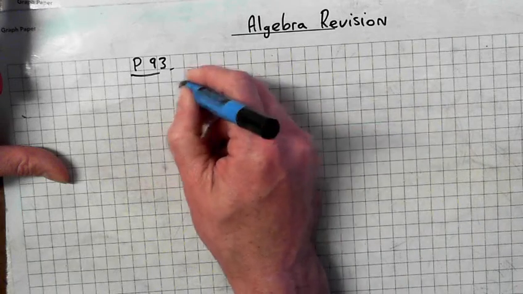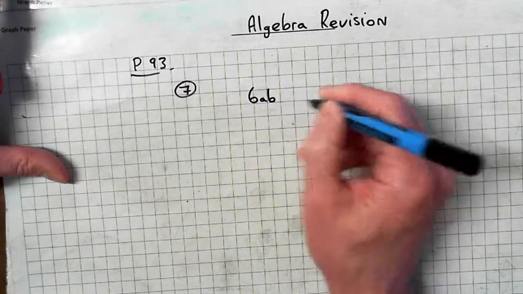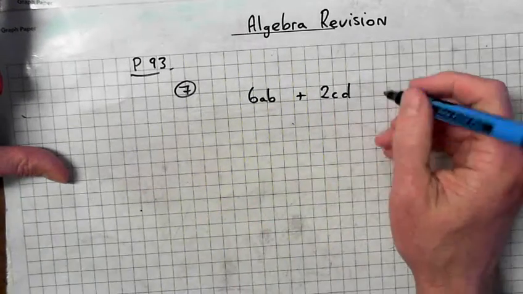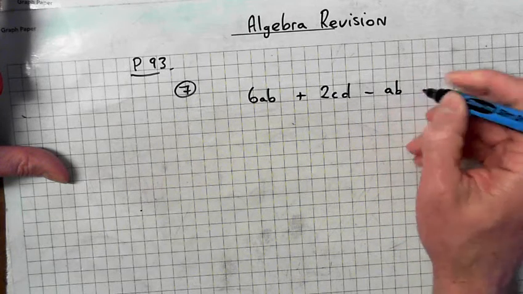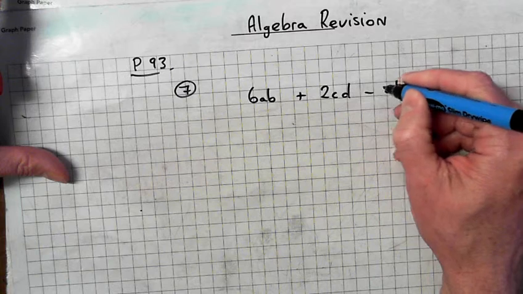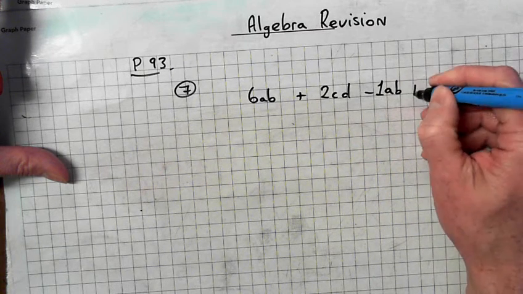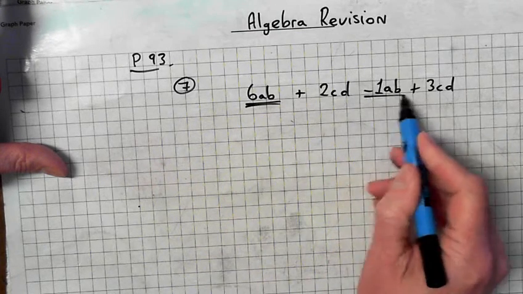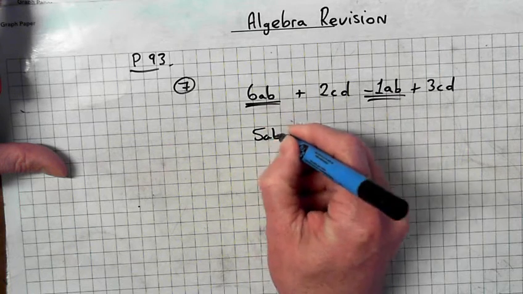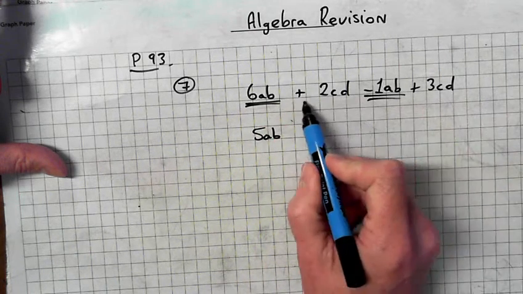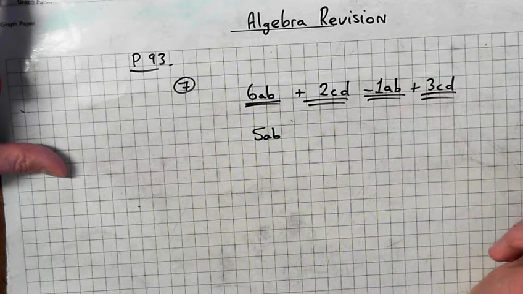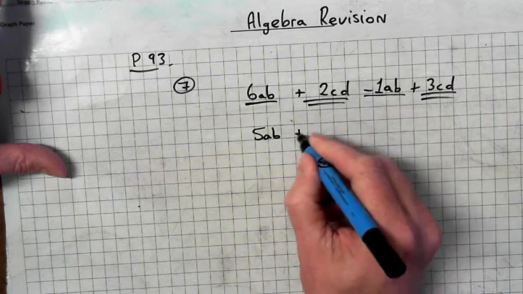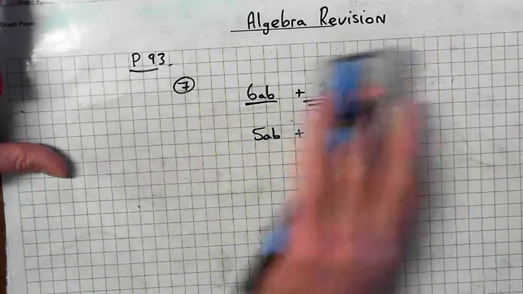We'll look at the questions. Question 7 on that page. 6AB plus 2CD. Is AB and a CD? They're different, aren't they? Minus AB. What number is missing in front of the AB? 1. Plus 3CD. Right, so we'll underline the ABs first. 5AB. And I'd like you to do the same in the test when you're doing it. And then 2 lines for the CDs. 5CD. Oh, sorry. 5CD. That's correct.